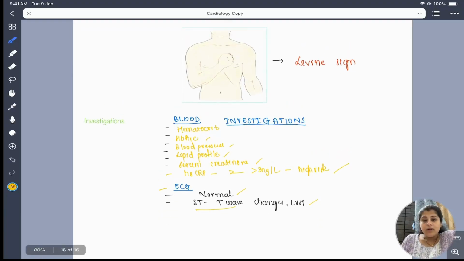ECG can be normal or it can show STT wave changes. I hope this is clear. In the next video, we'll actually learn about how stress testing is done, and after that we'll learn about how do you actually treat chronic stable angina. That's it in this video.